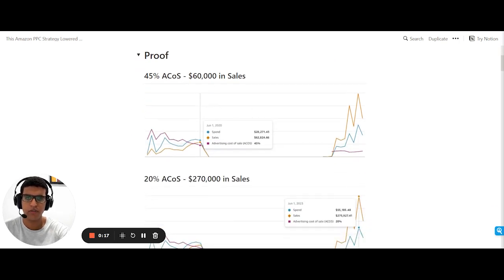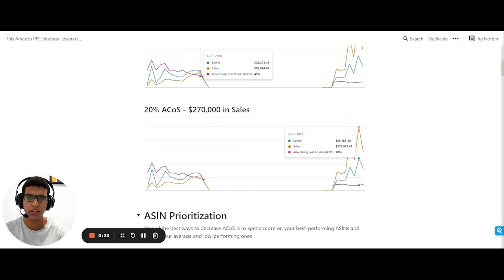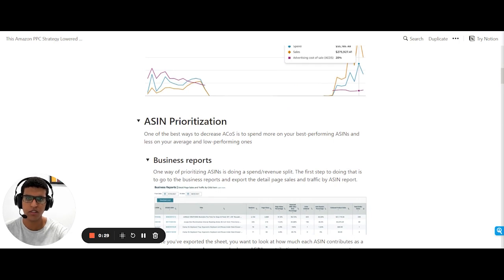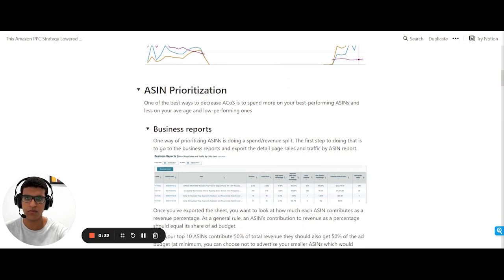Before we got involved, they were doing around $60,000 in monthly ad sales at a 45% ACoS. And after we were involved, they started doing $270,000 in monthly ad sales at a 20% ACoS. We primarily used 10 strategies to achieve this. The first one is ASIN prioritization.